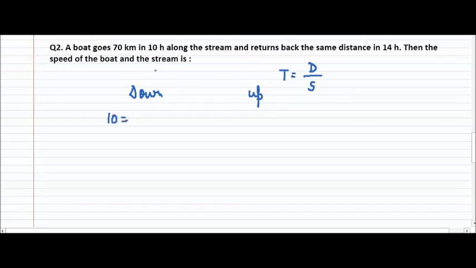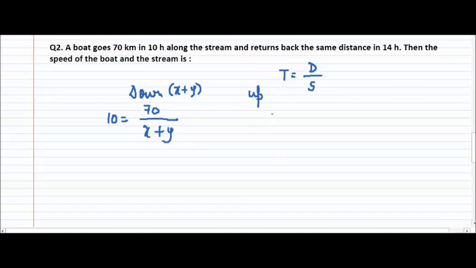In case of downstream, 10 hours are required. So time I'm putting 10 hours. The distance we have to cover is 70 kilometer. And now we know that whenever we are going downstream, the speed is equal to x plus y. So I will put it here, speed is equal to x plus y.